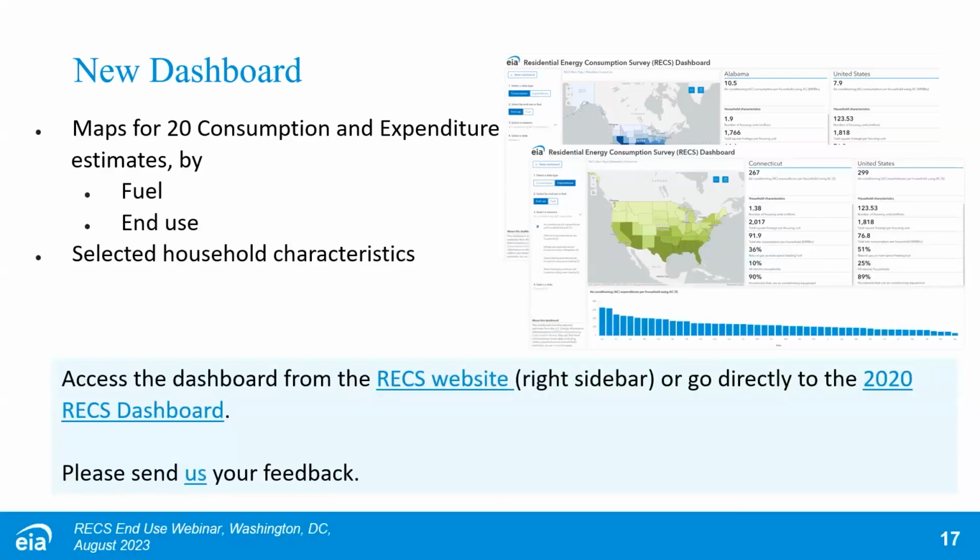As some of you may have seen, we recently released a dashboard with selected consumption expenditures information and household characteristics. Our aim was not only to provide visualizations of the state level estimates that we now have available with the 2020 RECS, but also to collect your feedback in order to plan our data products for the next RECS. So please explore the dashboard and let us know what you think.